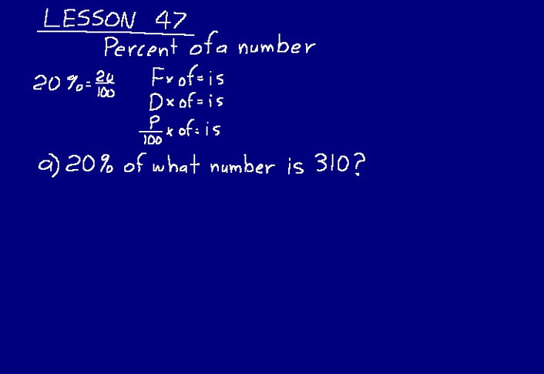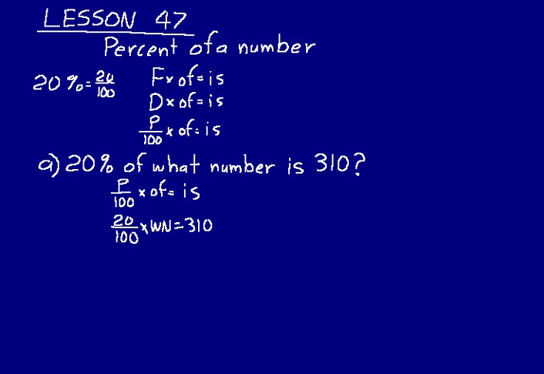20% of what number is 310? Well, first of all, we see that it's a percent of a number problem, so let's just go ahead and write our formula down. P over 100 times of equals is. And so we don't know what the what number part is or what the of part is. And so we can write 20, we know our percentage, 20 over 100, 20% of what number, so we could just say times Wn is 310. So we know what that part is.